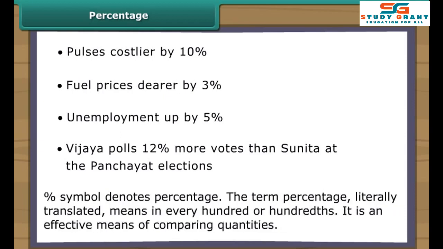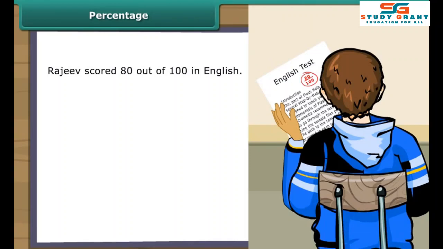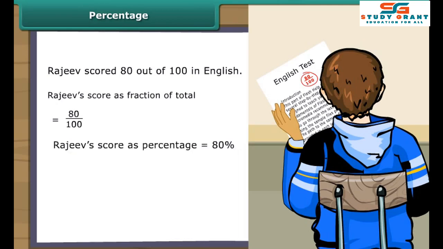The symbol denotes percentage. The term percentage literally translates to in every hundred or hundredth. It is a means of comparing quantities. Rajiv scored 80 out of 100 in English. His score can be expressed as a fraction of the total as 80 by 100.